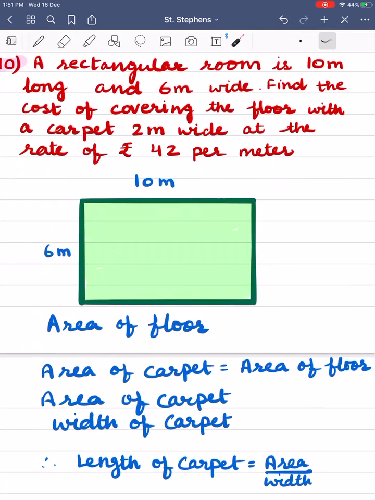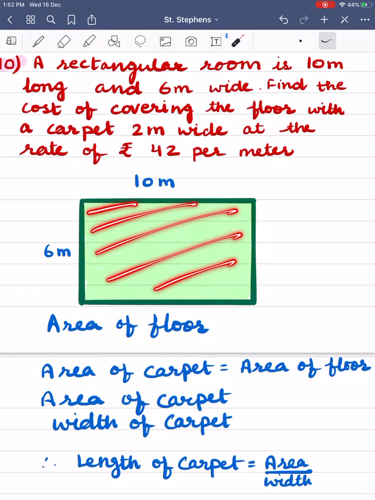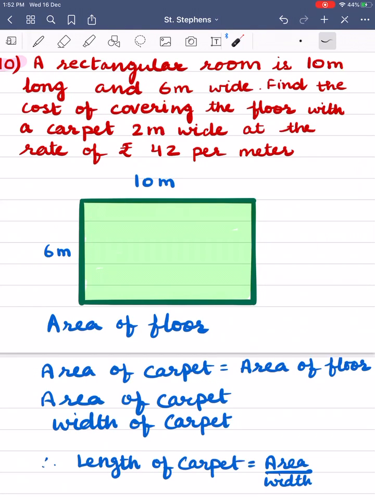A rectangular room is 10 meter long and 6 meter wide. Find the cost of covering the floor with the carpet of 2 meter wide at the rate of rupees 42 per meter. Now children, to find out the cost of covering the floor with carpet, first we need to find out the area of the floor. So let's find out. So area of floor is equal to 10 into 6 square meter. So it is equal to 60 square meter.